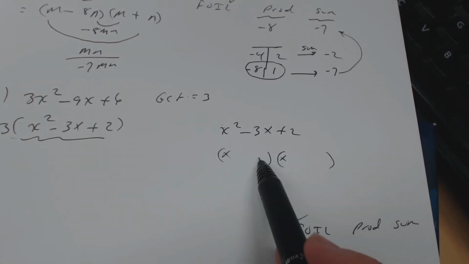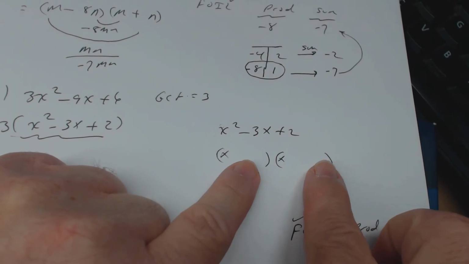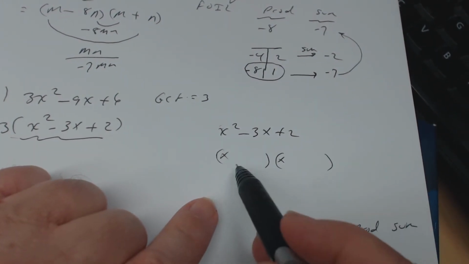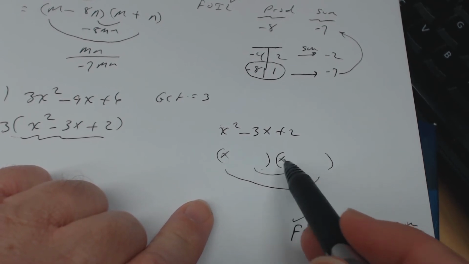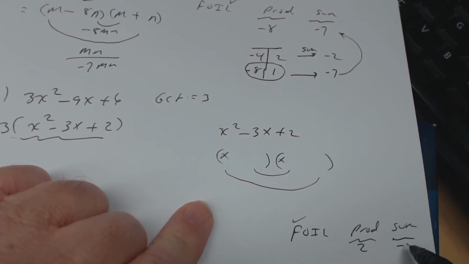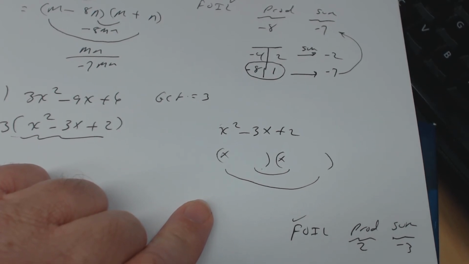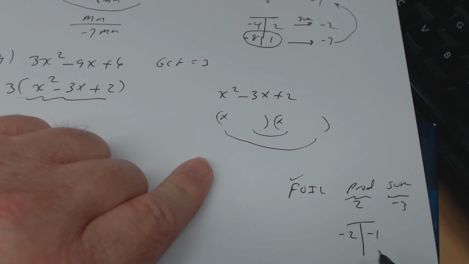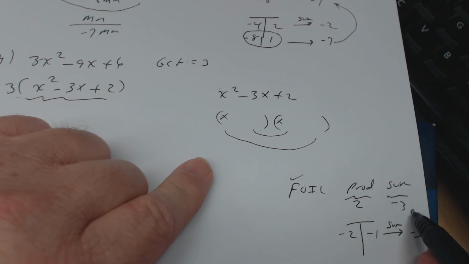Now the last. I need two numbers whose product is 2. And when I do the outer and the inner, I need that sum to be a negative 3. The only possibility, if you think about it, would be a negative 2 and a negative 1, because a negative 2 times a negative 1 is a positive 2, and when you add them up, you do get a negative 3, which is what you wanted.